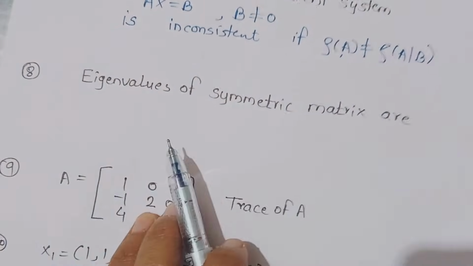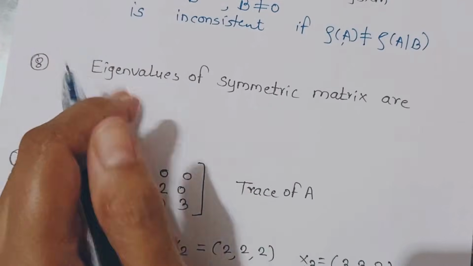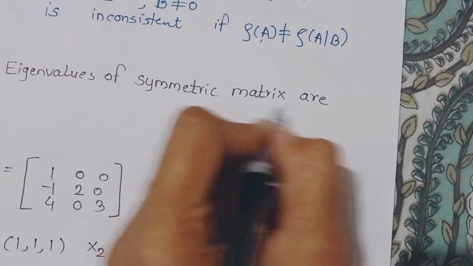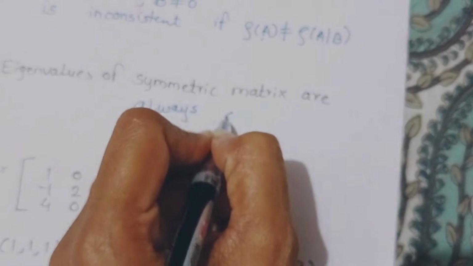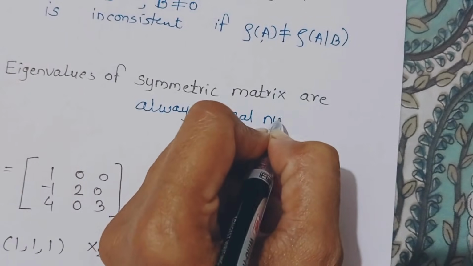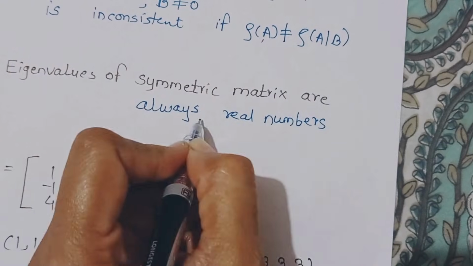Next question is, what are the eigenvalues of a symmetric matrix? There is a property: the eigenvalues of a symmetric matrix are always real numbers.